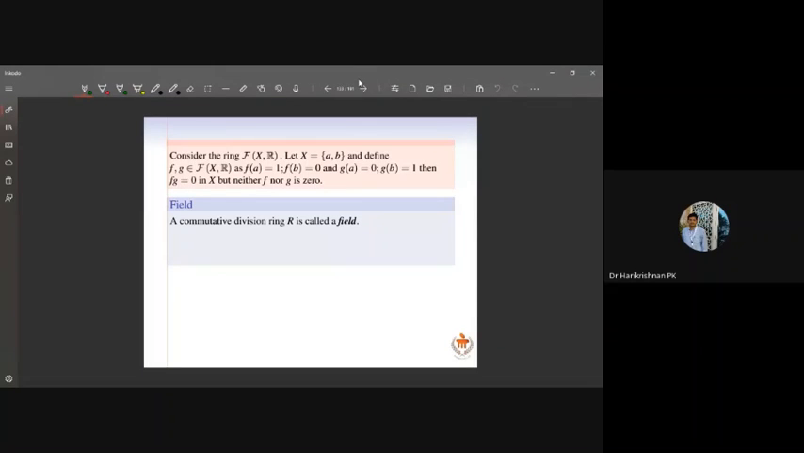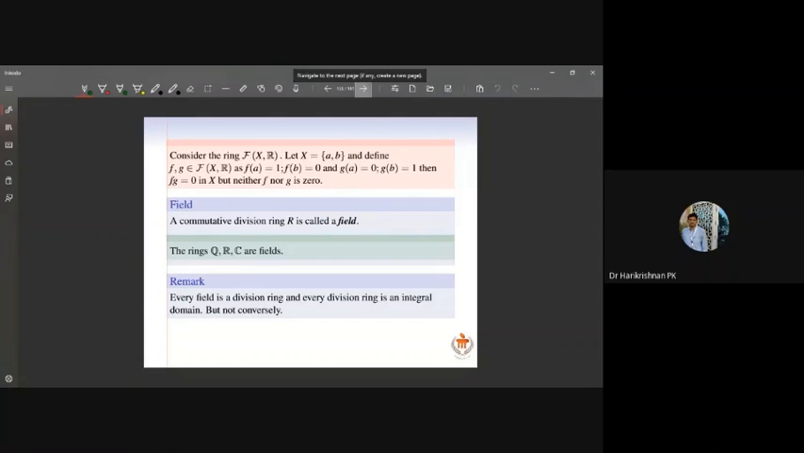I am telling you the definition of a field in a different way. You might have studied in linear algebra the definition of a field by satisfying 9 conditions. Here we can say a commutative division ring is called a field. You know what we mean by a division ring. So if you add one more condition to that division ring, then such division rings are called what? A field. The examples you have studied of fields are Q, R, and C.